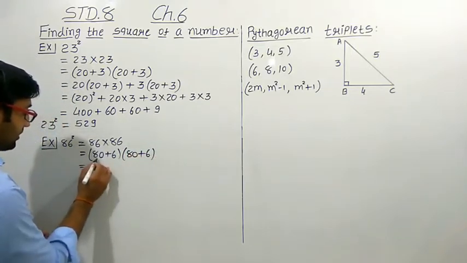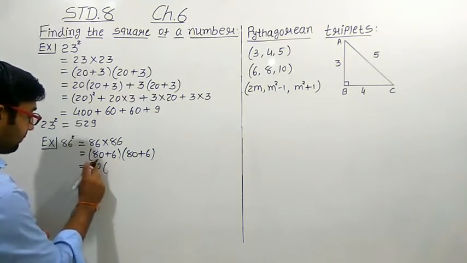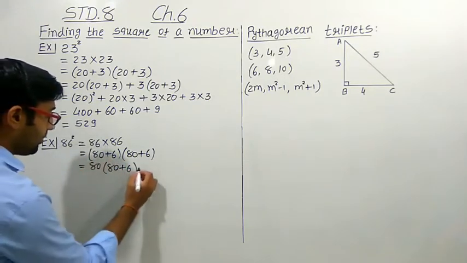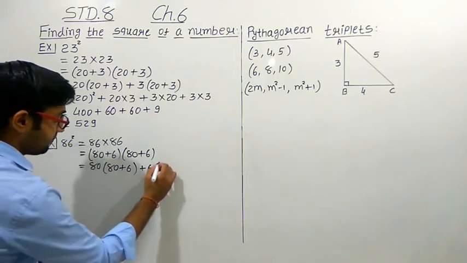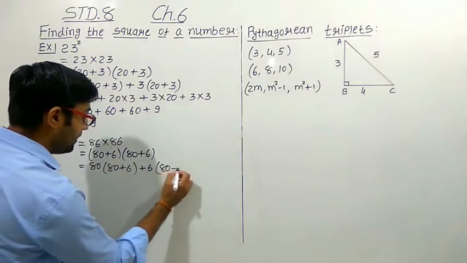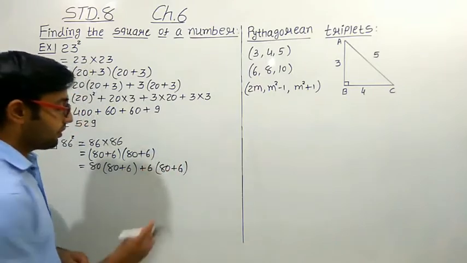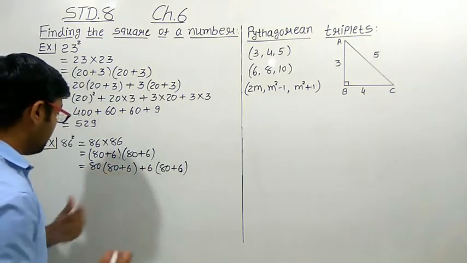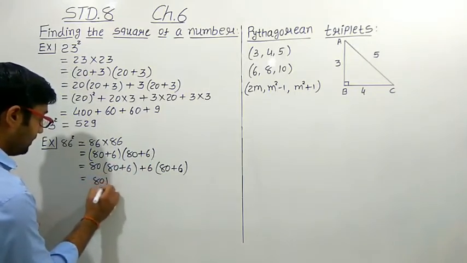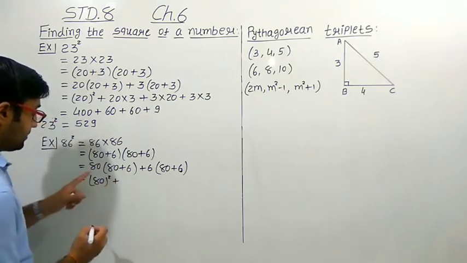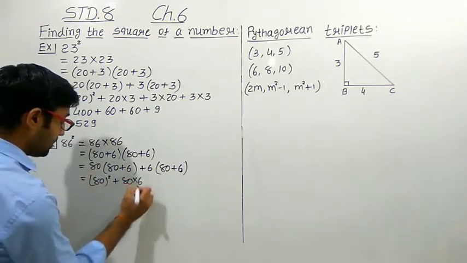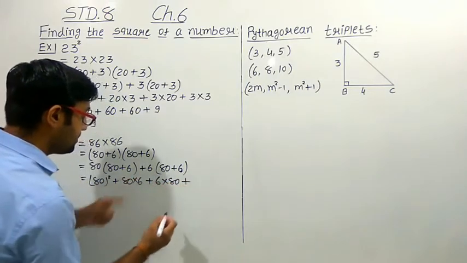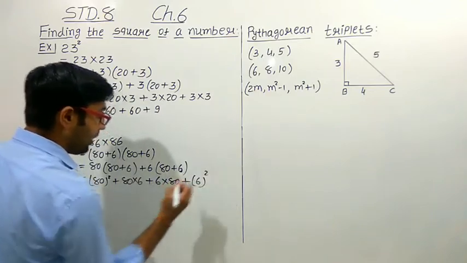How can we multiply it? Consider one number and multiply it with this bracket 80 plus 6. Now take the other number with the sign, that is plus 6, and multiply it with the bracket 80 plus 6. Okay. So this is how we can multiply the two brackets. Now multiply this 80 with 80. So we get here 80 square plus 80 into 6 plus 6 into 80 plus 6 into 6, that is 6 square.